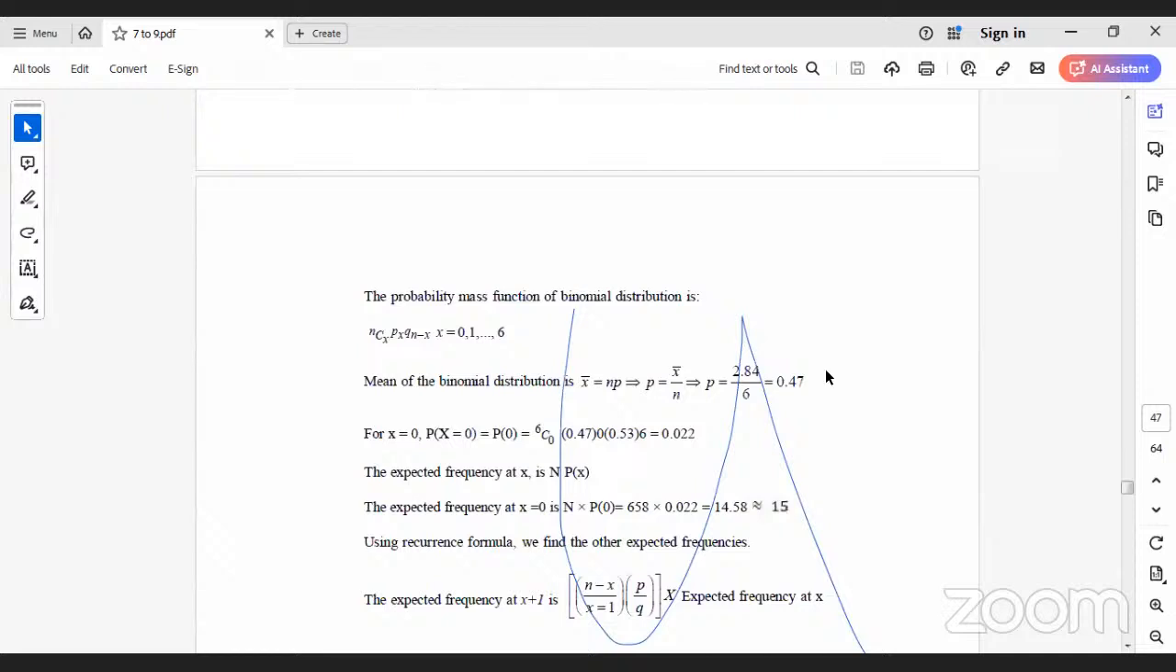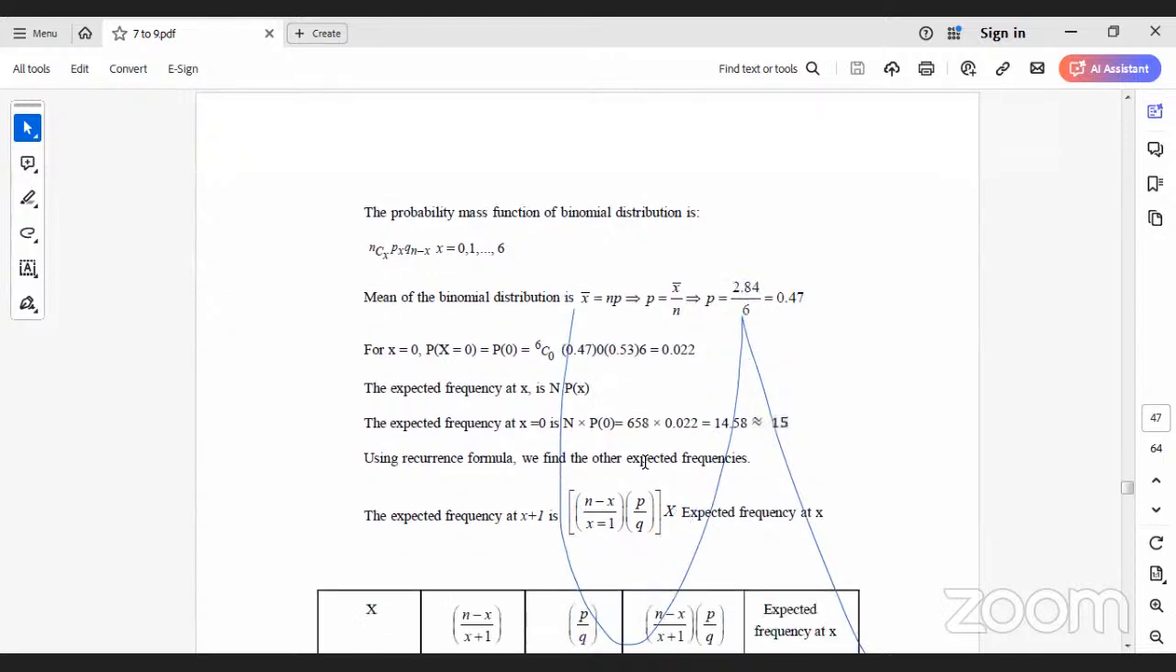So p is 0.47, and since p plus q is equal to 1, q is 1 minus 0.47, which is 0.53. For x equal to 0, we calculate the value for 6 is 0, that is 0.53 to the power 6. Counting those values, that is 0.022.